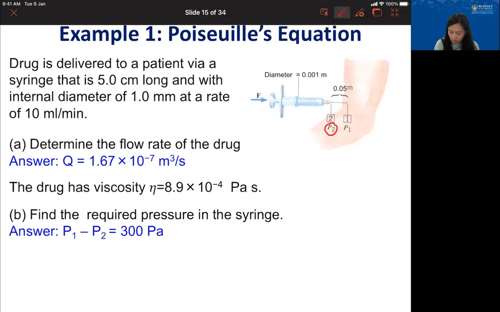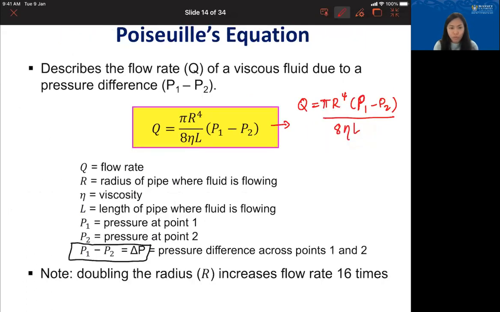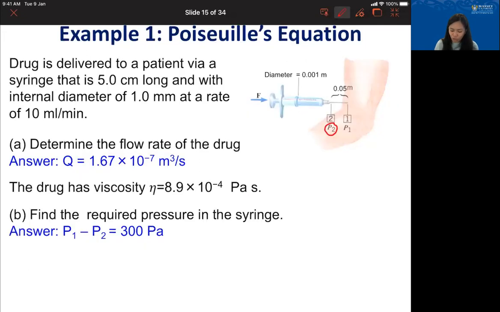Okay, let's assume that it's a Newtonian fluid, so the viscosity is constant. It does not change. So determining the flow rate, we've seen this equation for flow rate for viscous fluids. You need a lot of information to find the flow rate using this equation. For one, you need to know the pressure difference P1 minus P2. But in fact, you don't know the pressure difference, because that's being asked in the second question.